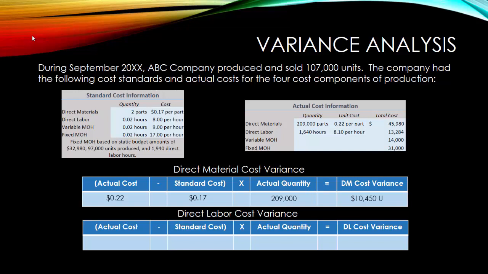And I put a U next to it. It's unfavorable. Why? Because we paid 22 cents per part when we only budgeted to pay 17 cents per part. So since we're paying more for our direct materials, that has got to be unfavorable for our company.